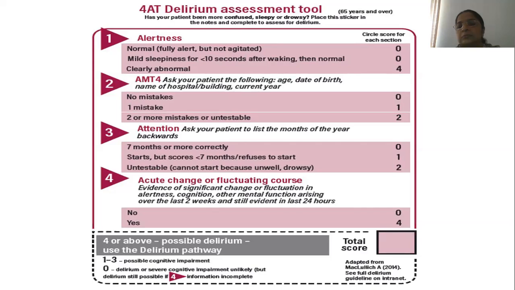So 4 or above, possible delirium, use the delirium pathway. 1 to 3, possible cognitive impairment. 0, delirium or severe cognitive impairment, unlikely. But delirium is still possible if item 4 information is incomplete, which is acute change or fluctuating course. So this is a very rapid tool which anybody can use. Nobody needs to get trained in this.